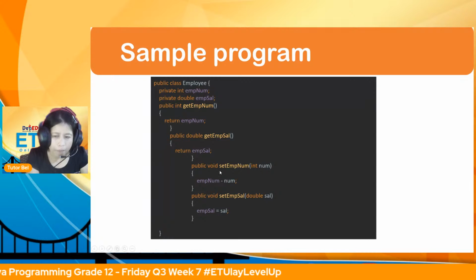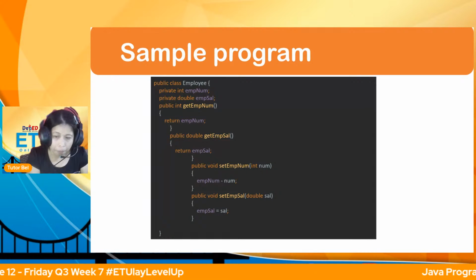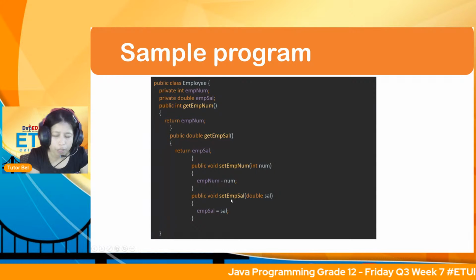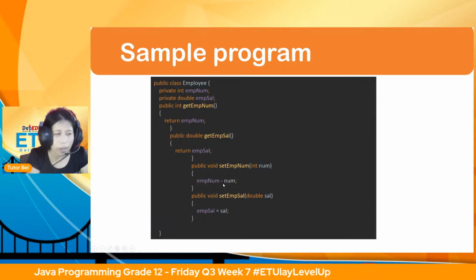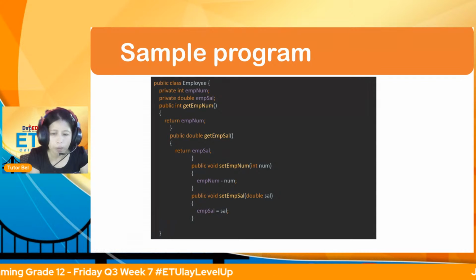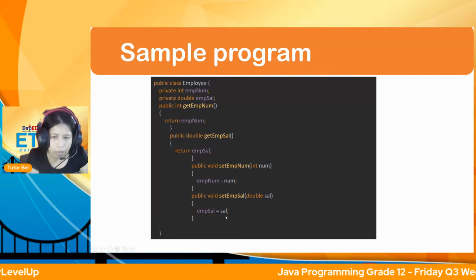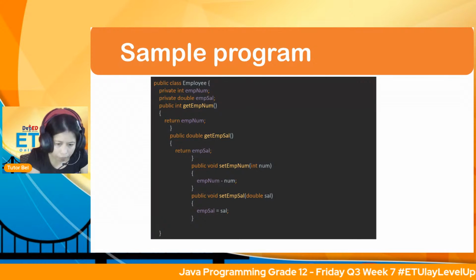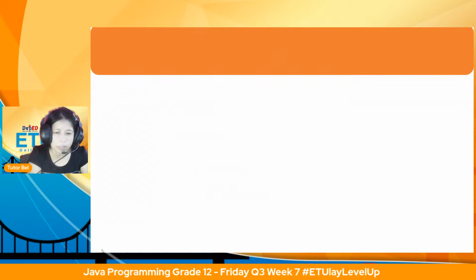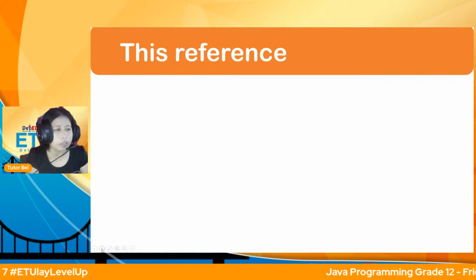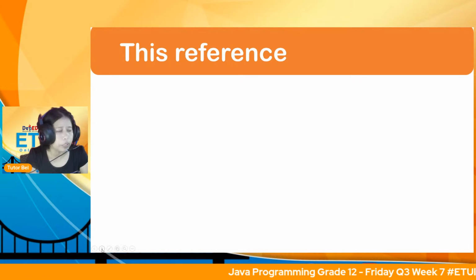We have the setting of the employee number: empNum is equal to num. Then we set the salary, empSal. So this is equal, right? Sorry, that was a mistake: empNum equals num. And then our empSal comes from sal. Okay? Later we will go to IntelliJ so we can go through it directly. See you later.